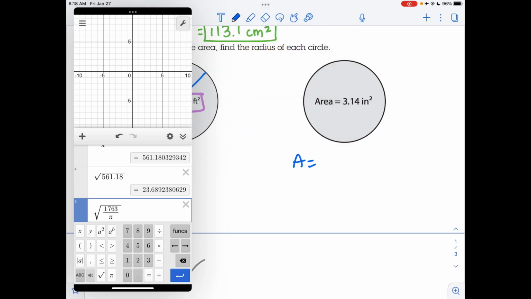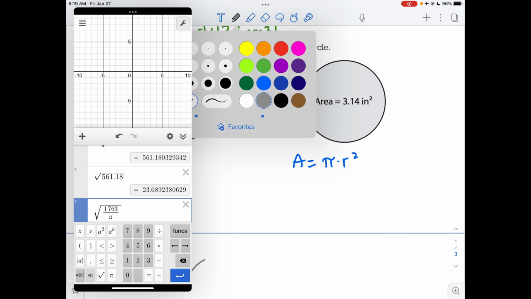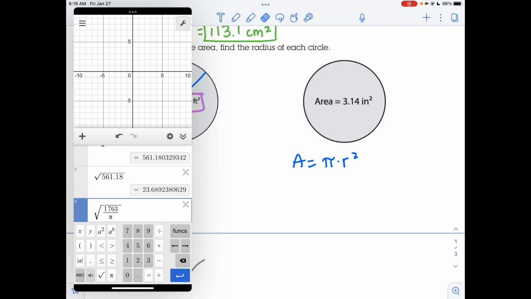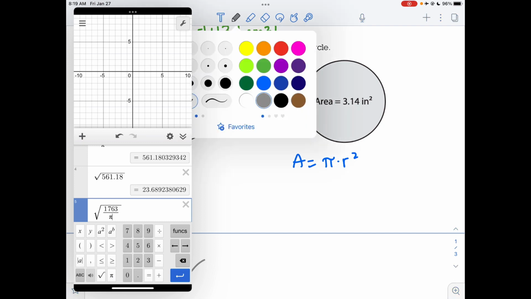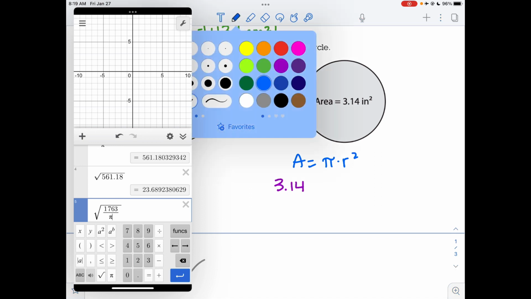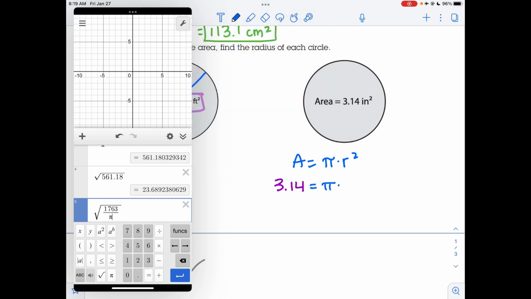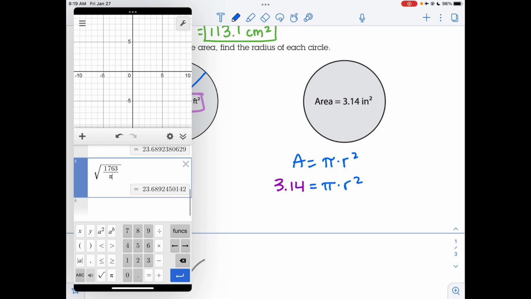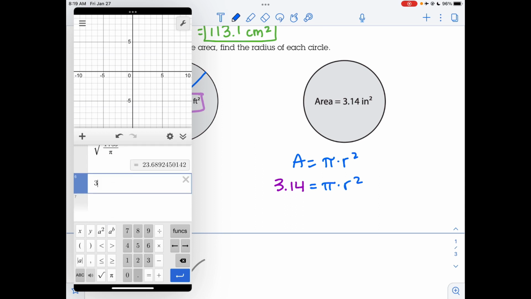So remember, anytime you're given the area, I encourage you to write out the actual formula instead of just trying to think through the steps in your head. Now, I know our area is 3.14 square inches, so I'm going to put that in for A. And then you can come to your calculator. We're going to do 3.14 divided by pi, which some of you might already be seeing what's going to happen here.